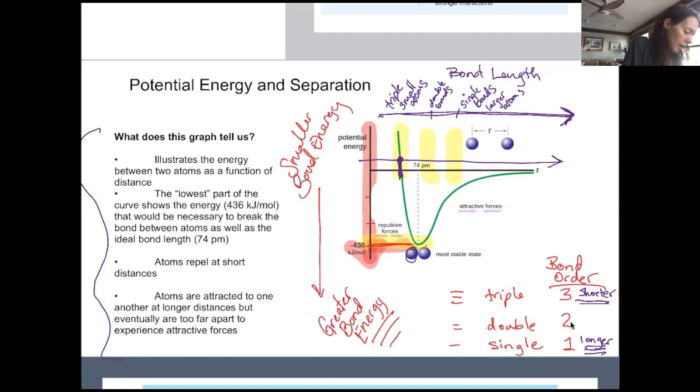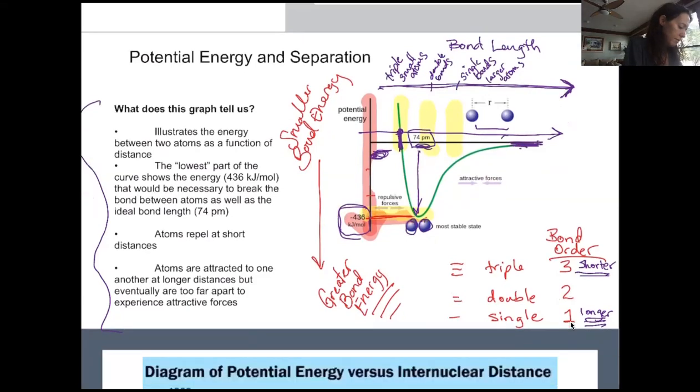This bond energy would be equivalent to this right here. And the ideal bond length, the distance between the radii, would be 74 picometers, really small. I think that goes to the -12th of a meter. Okay. Here we have them being too close together over here, right? And they would be repelling. Over here, they're so far apart that there's no longer any attraction.